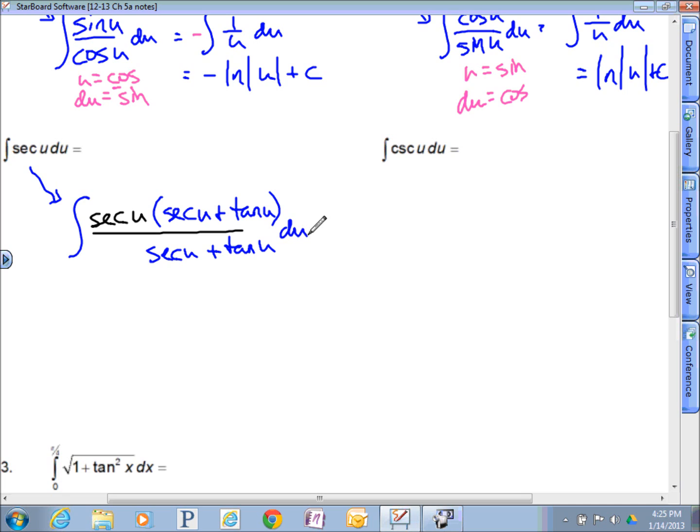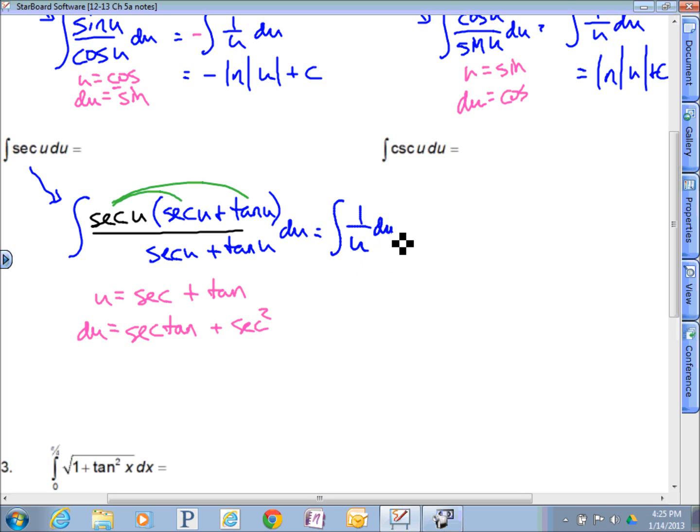If we now said u was the denominator, then du would be, derivative of secant would be secant times tangent. Derivative of tangent would be secant squared. If we looked at this, what do I have in the problem? Well, if you distribute the secant on the top, there's your secant squared. There's your secant tangent. If you now go, all right, well, now what do I end up integrating? I really end up integrating 1 over u du.